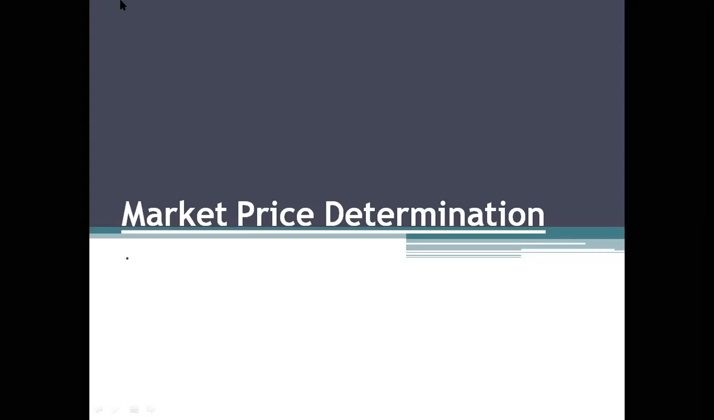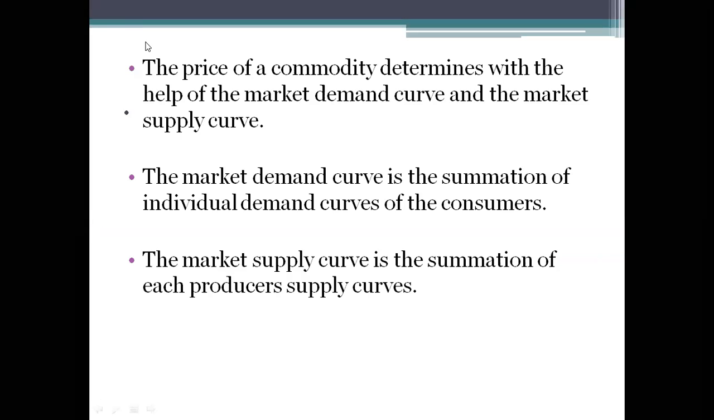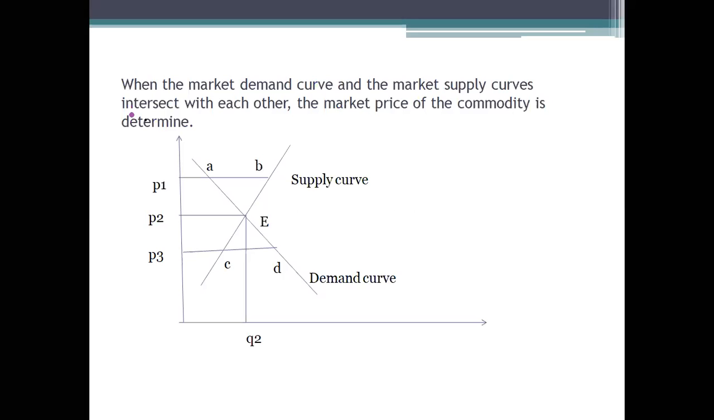Second slide. So you see in the slide, it is written that the price of a commodity is determined with the help of the market demand curve and market supply curve. So now we will discuss the market price determination with the help of diagrams. The first point indicates that we need two curves. One is the demand curve and the other one is the supply curve. So you notice the term market demand curve.